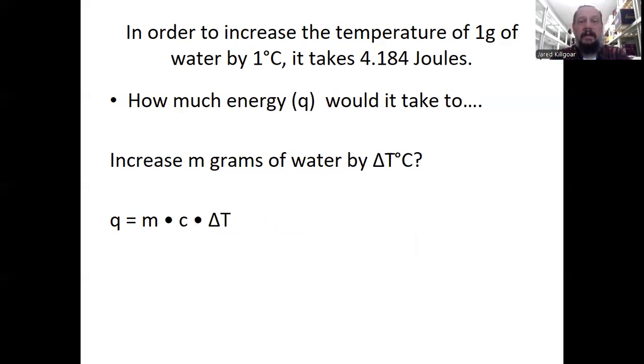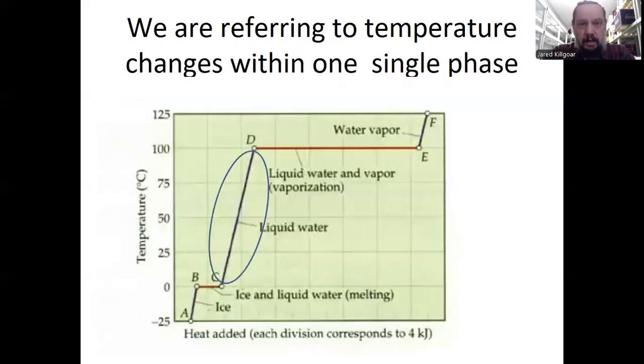What if I want to take m grams of water and increase it by delta T degrees Celsius? How much energy would that take? Well, let's put in my variables here. Q being the amount of energy, M, mass, C, specific heat capacity, and delta T, meaning change in temperature. We can only use this, however, when we're in the liquid water phase changing temperature. So that's a key thing to pay attention to.